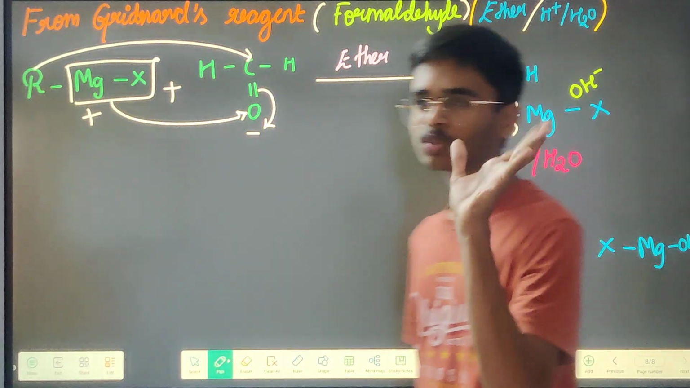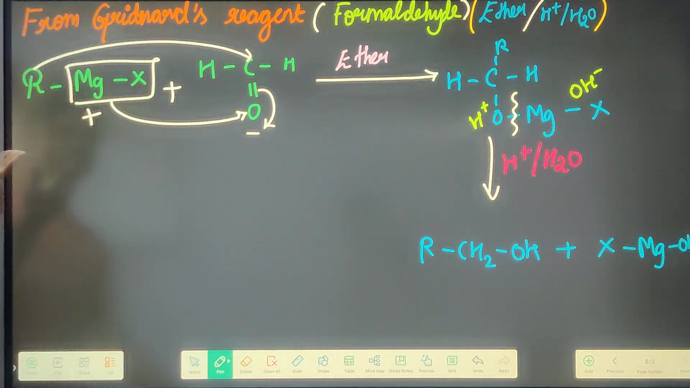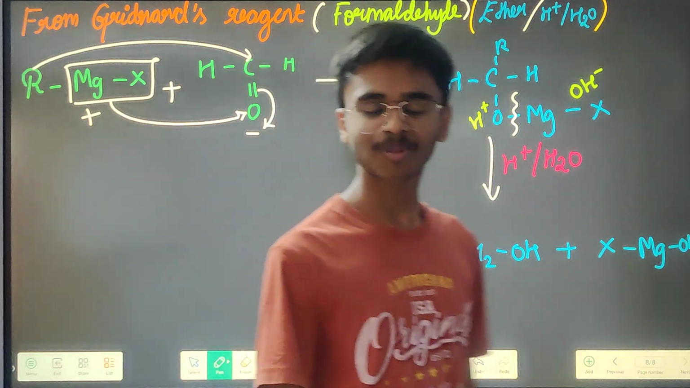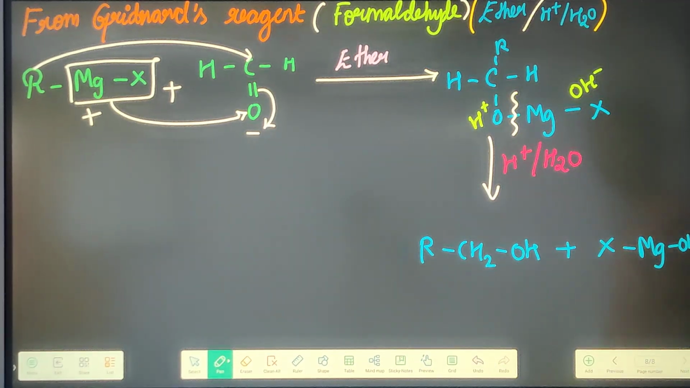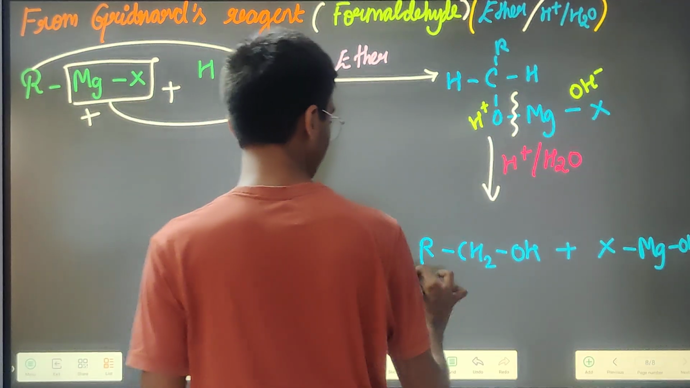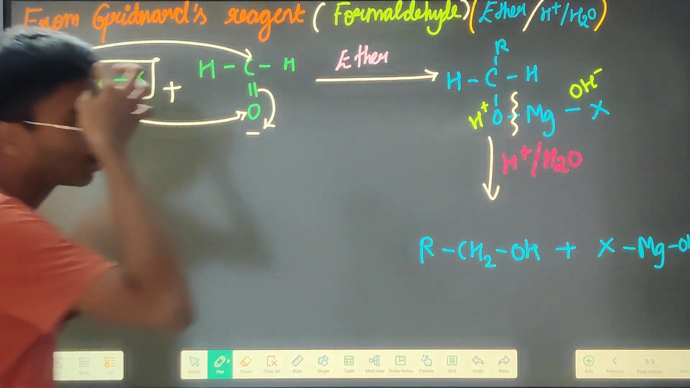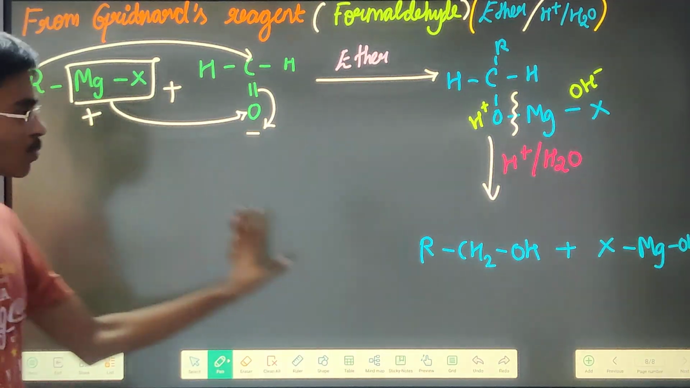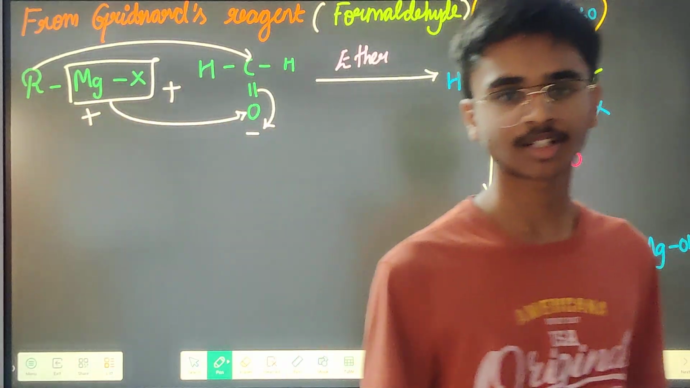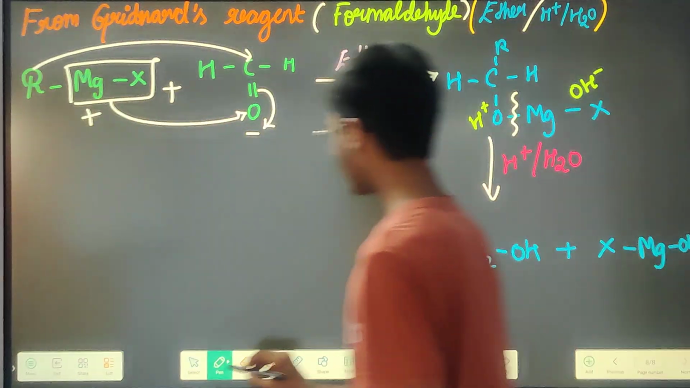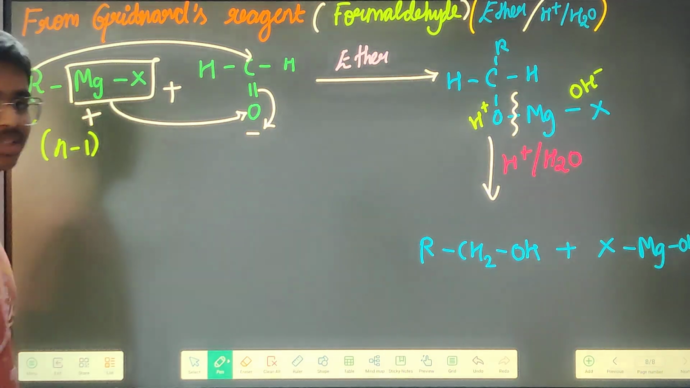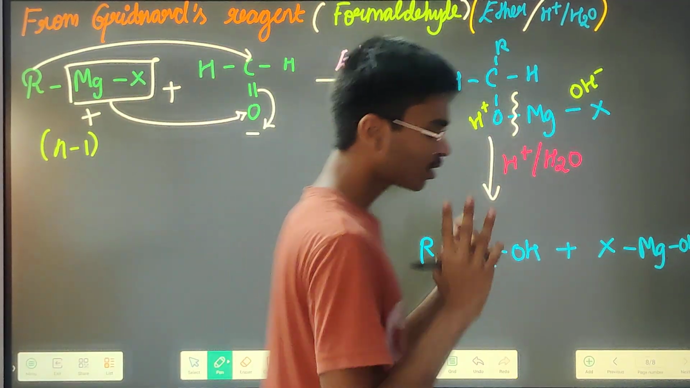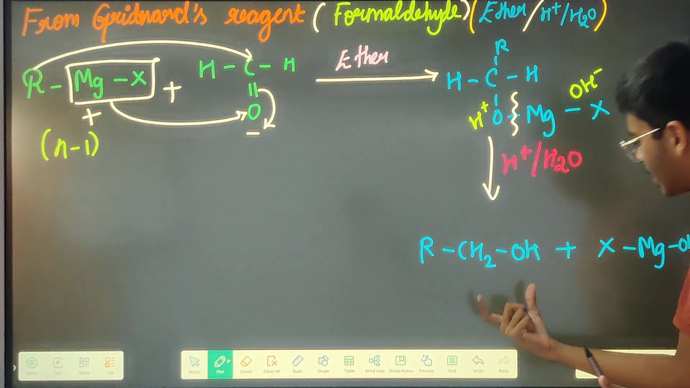One thing, in MCQs they might ask you a question where you want, for example, ethanol. Then they have given you options: which of the following can be used as your Grignard's reagent? Your formula is N minus 1. That is your desired product. Here, this is what your desired product is.